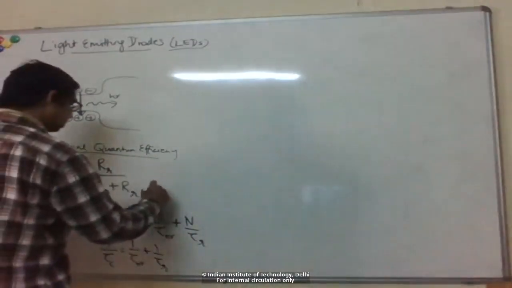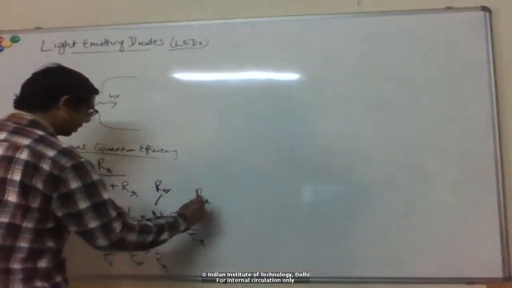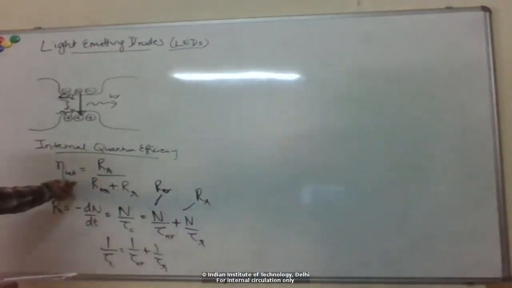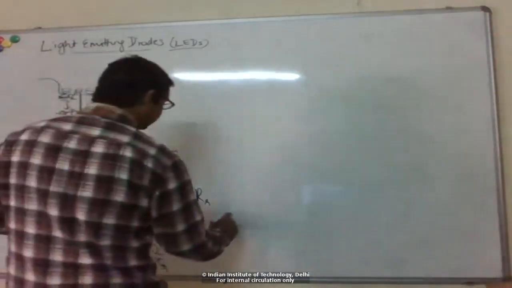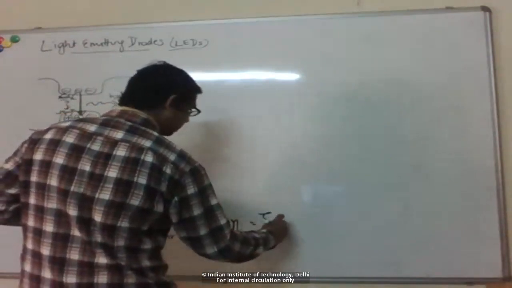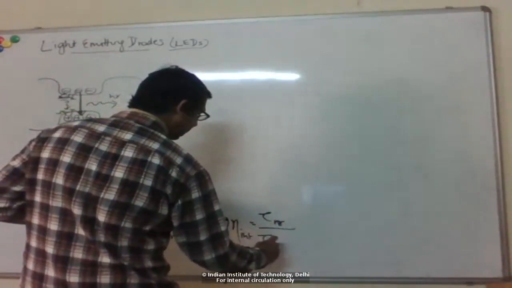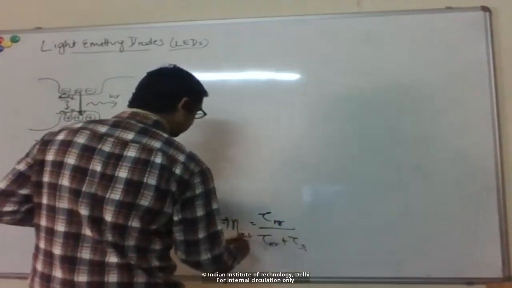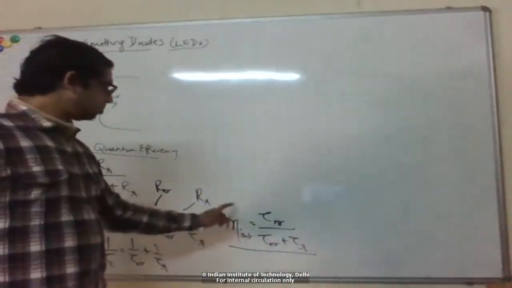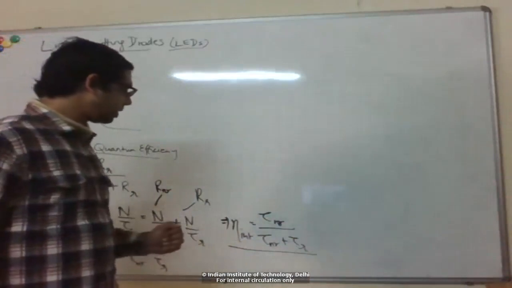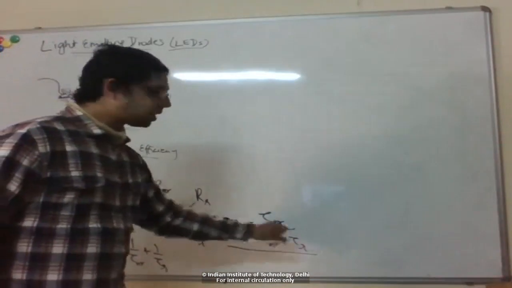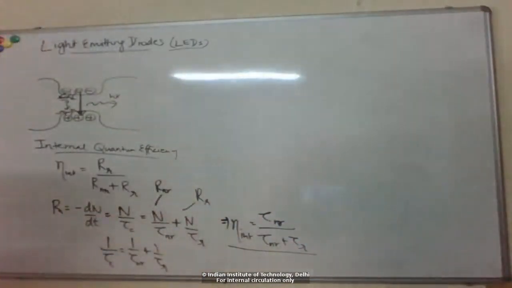So this is the non-radiative rate and this is the radiative rate. By this definition, if we use this expression, then in terms of the time constant, you can see that this internal quantum efficiency is related to the non-radiative and radiative lifetimes like that. Right? So basically for a high quantum efficiency, we want the non-radiative lifetime to be much larger than the radiative lifetime. Right?